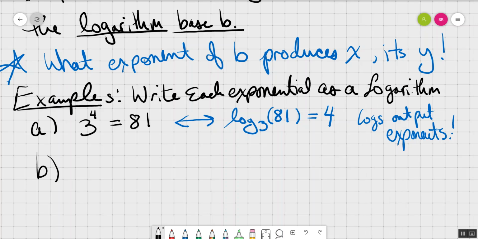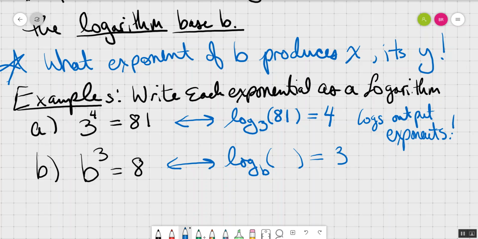Let's do another one. Let's do b cubed is 8. We're going to write this as a log. In this one, my base is just b, my exponent was 3, and in the middle I have 8. So I need something such that when I take the logarithm with an unknown base, I get 8, or b to the 3rd power, because the exponent is the output, is 8. I'm sure you can guess what b is. Yes, we will be doing some solving later, but not yet. Let's do this last one, and then we'll convert the other way.